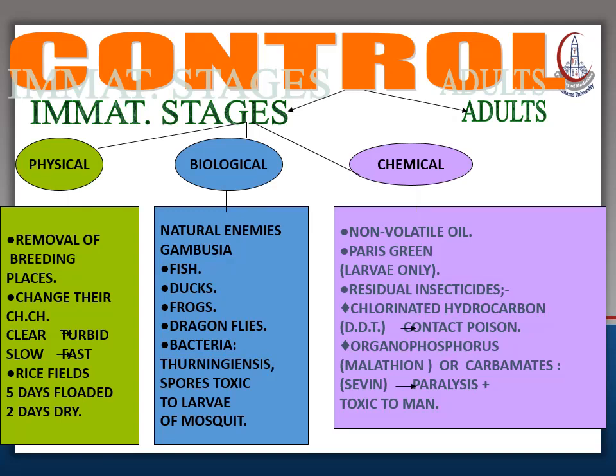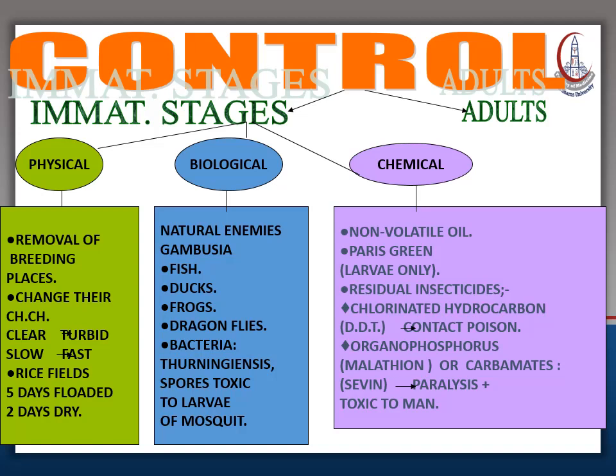Control of arthropods. I'm going to give you mosquitoes as an example of arthropods and how we control this arthropod as an example of how to control an arthropod. The control is divided into two categories: control directed to the immature stages and control directed towards the adults. The immature stages of mosquitoes inhabit water, and so our control of it falls into three categories: physical, biological, chemical.